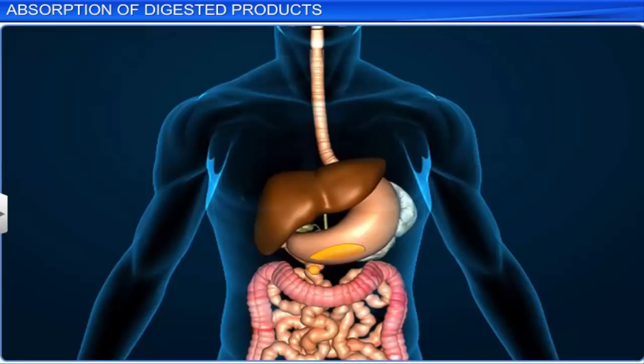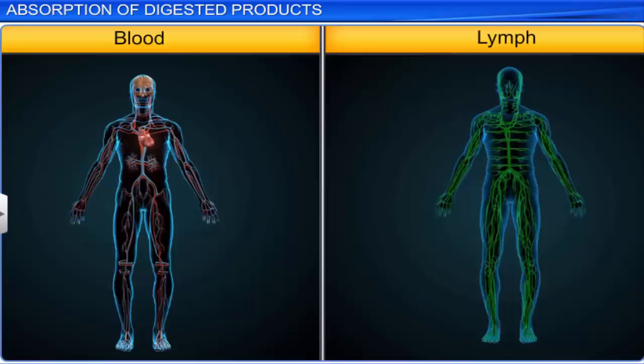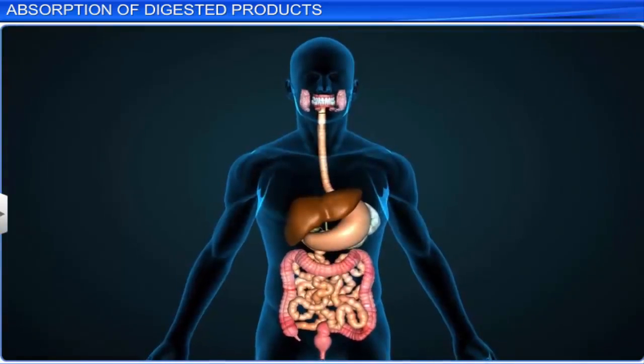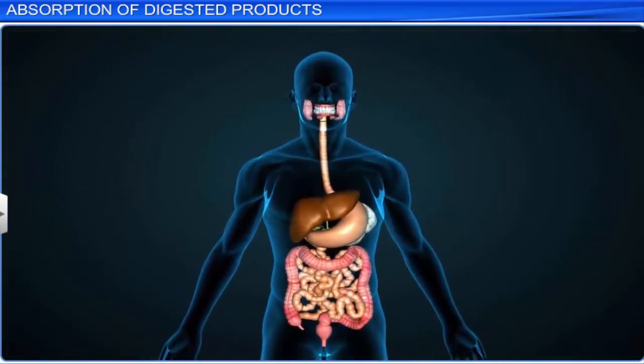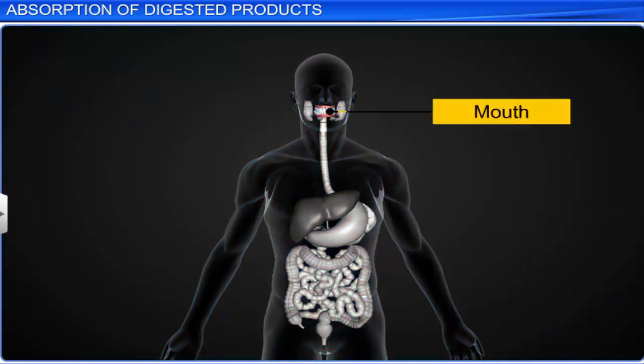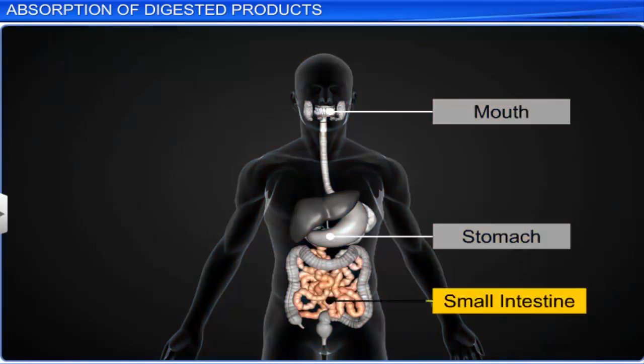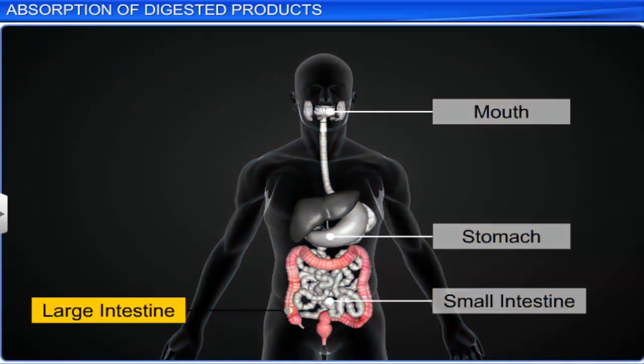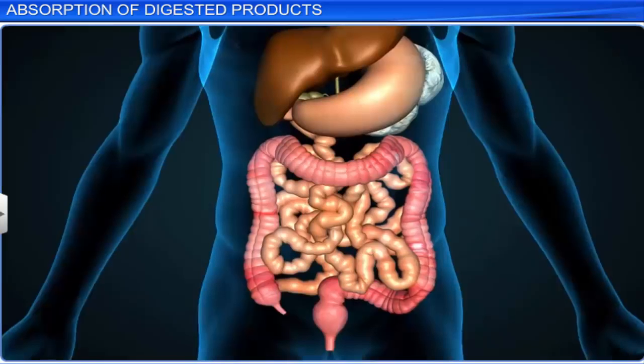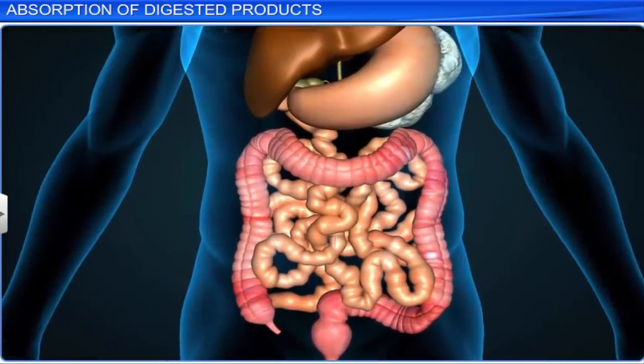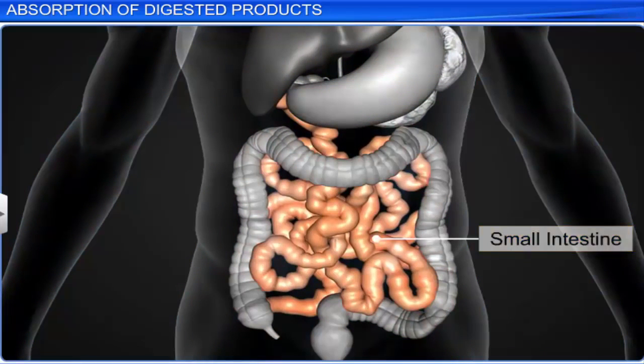After complex food has been broken down into smaller components, it needs to be absorbed into the blood and lymph so that it can be transported throughout the body. Although absorption takes place in different parts of the alimentary canal, such as the mouth, stomach, small intestine, and large intestine, maximum absorption occurs in the small intestine.